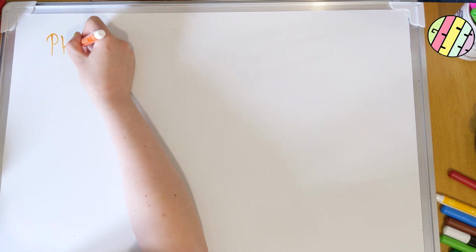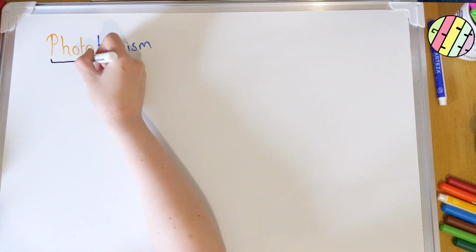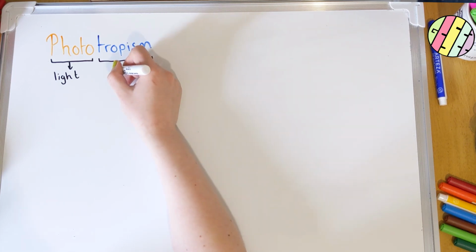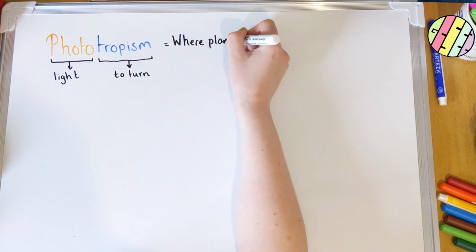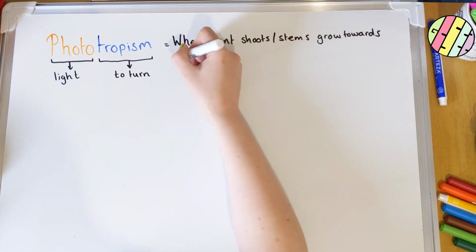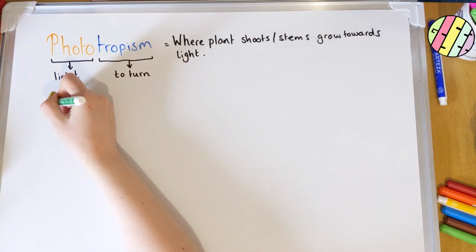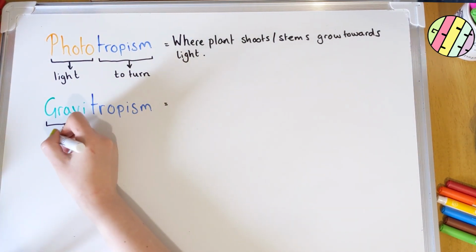Okay, let's start with some key terms then. We've got three here that we're going to cover. The first one is phototropism. If you break that word up, you have two parts. You have the prefix photo, which think of photograph, photons. So photo means light. Tropism comes from a Greek word that means to turn. If we put those together, turn and light, it's where plant shoots or stems grow towards the light, or they turn towards the light, as we discussed earlier.